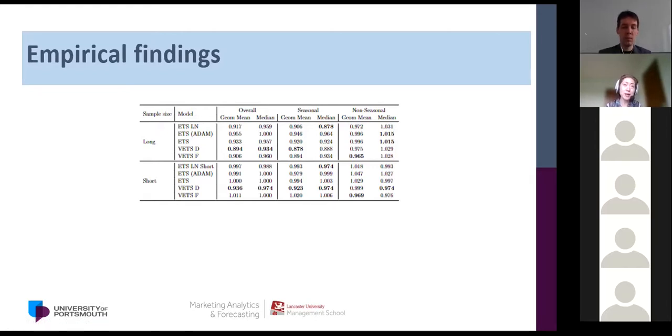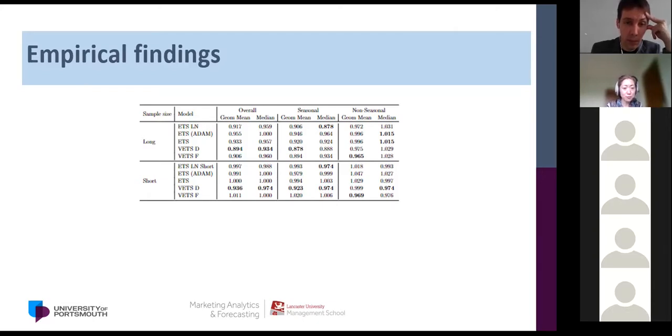Models, we have quite a lot here. So taking on board suggestions from reviewers, we used univariate ETS as our benchmark, and also experimented with different ways of having ETS models. So for example, the first one, ETS LN, so that is ETS applied on log transformed data. So it is consistent with how we construct our own multiplicative models. The second one is ETS using the ADAM function from the smooth package. The third one, ETS from forecast. So the idea is whether using different software packages will lead to very different results, basically.